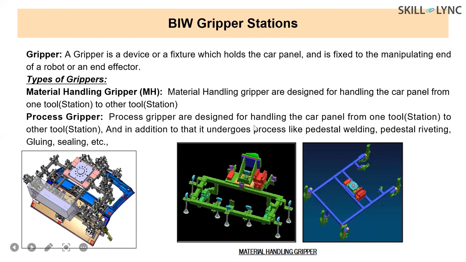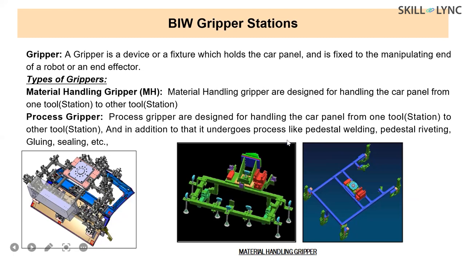Next one, process gripper. What is a process gripper? It will also carry the component from one station to another station. In the meanwhile, what can it do? While carrying, we can perform some operations like welding, riveting, gluing, or sealing. Same case as the previous one. Previously, we just transferred the component from one station to another. But with the process gripper, while traveling from one station to another, we can perform additional operations like welding.